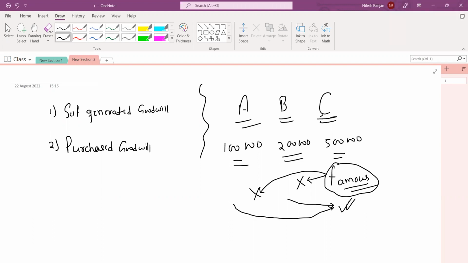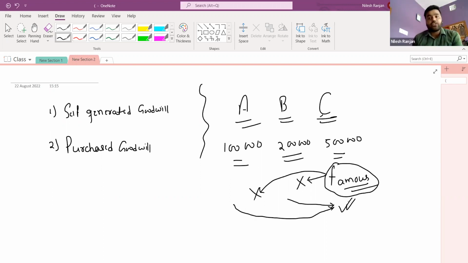So when a business earns higher profit than other similar businesses, it is due to goodwill. So goodwill helps a business to earn higher revenue and higher profit. Now, can you tell me, C's goodwill is self-generated or purchased? Sir, self-generated. Very good.